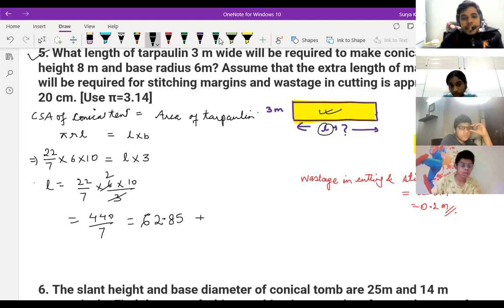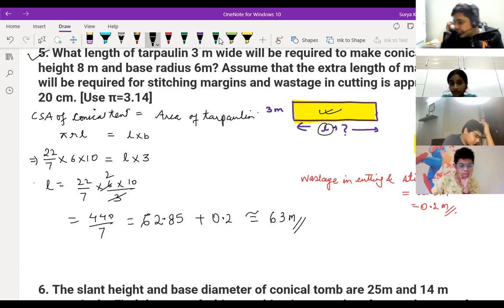And if you add 0.2, what will come? It comes approximately 63 meters. Check, children, what is coming as the answer? Something is there. Just check, all of you. What is the answer given at the back?